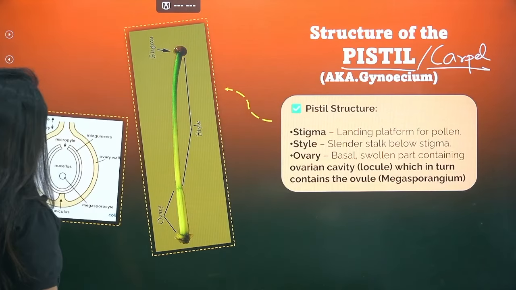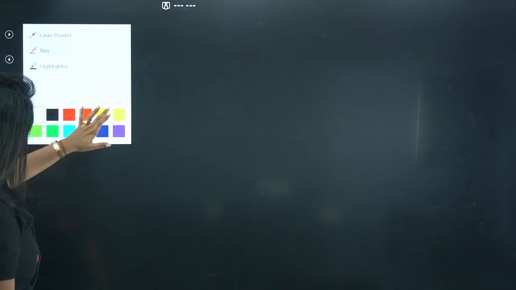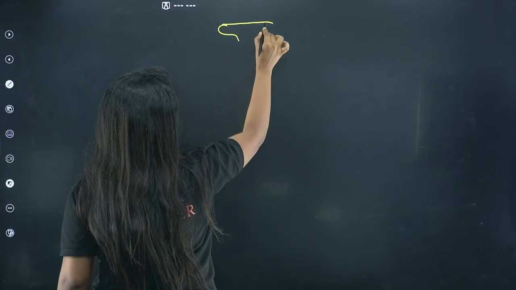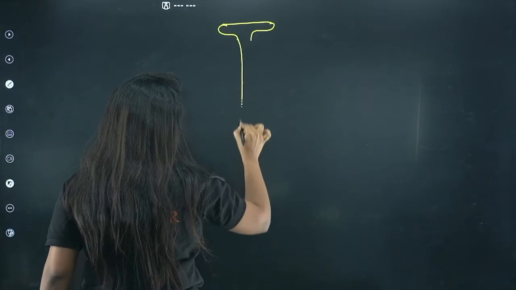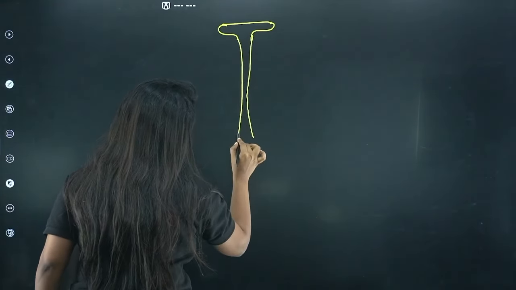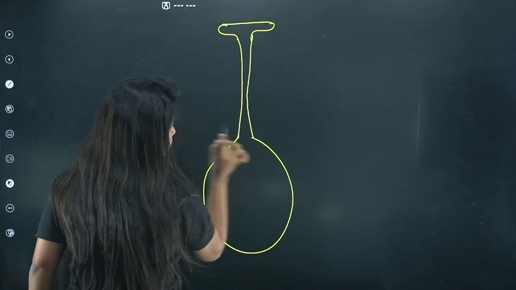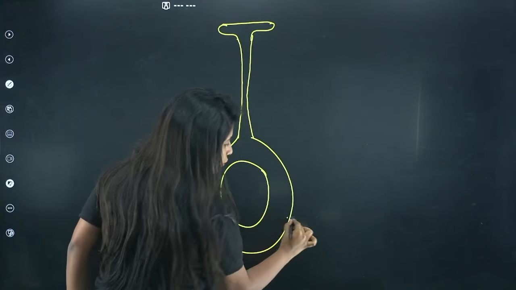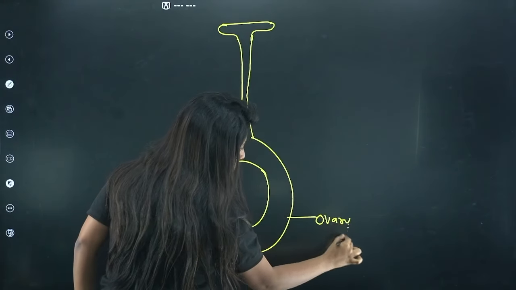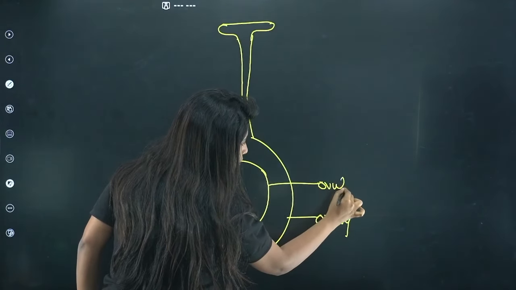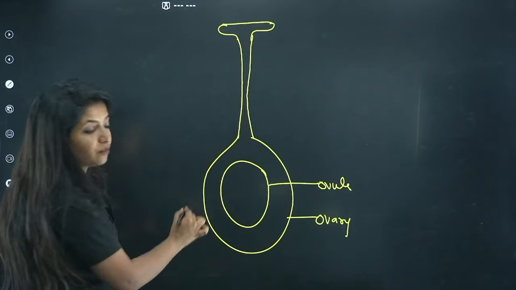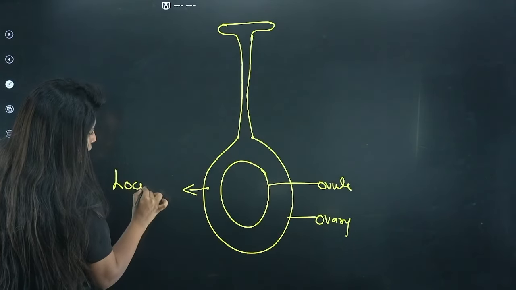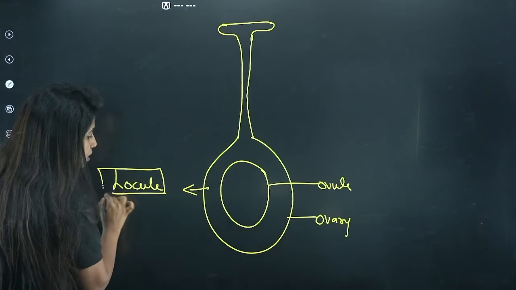And without wasting much of your time, I'll just draw a diagram and show you how things work over here. So this is the stigma. This is going to be the style and this is going to be the ovary. Inside the ovary, you have the ovule. So first of all, this is the ovary and this is going to be the ovule. This cavity that you see within the ovary is known as what? Locule. The ovarian cavity is known as locule.